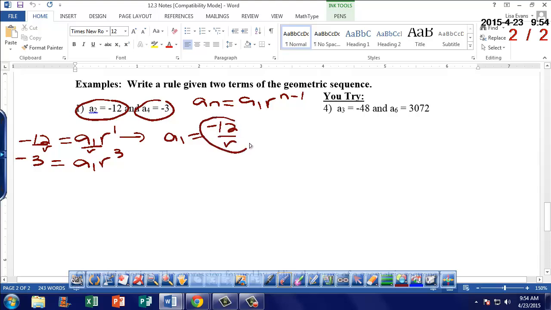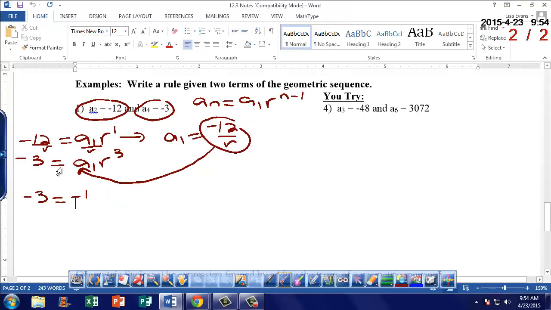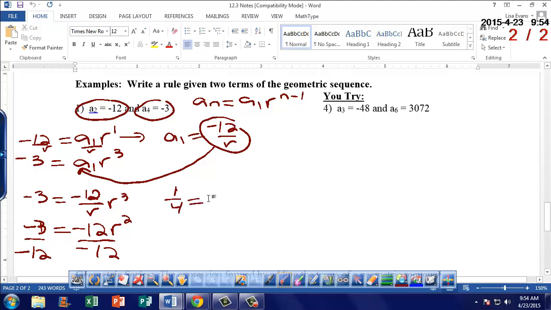Then I'm going to take this and substitute it into the second equation. So I'm going to get negative 3 equals negative 12 over r times r cubed. Now look here, okay? r cubed over r is r squared, right? This simplifies. So we're going to get negative 3 equals negative 12 r squared. You want to solve for r. So I'm going to divide both sides by negative 12. I get 1/4 equals r squared.